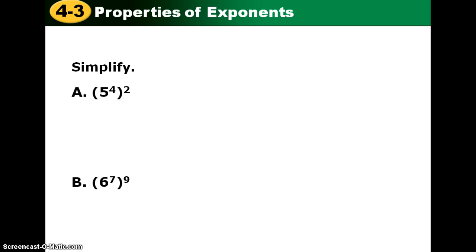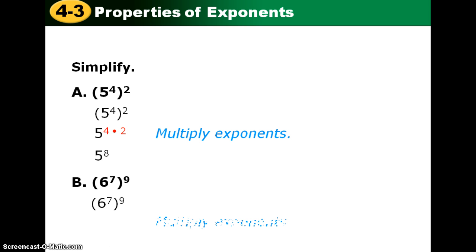So 5 to the 4th to the 2nd. We don't evaluate. If we're trying to write it as one power, we keep the base as 5, or whatever number we start with, and we multiply the exponents. So this turns into 5 to the 8th. 6 to the 7th to the 9th would be 6 to the 63rd power.